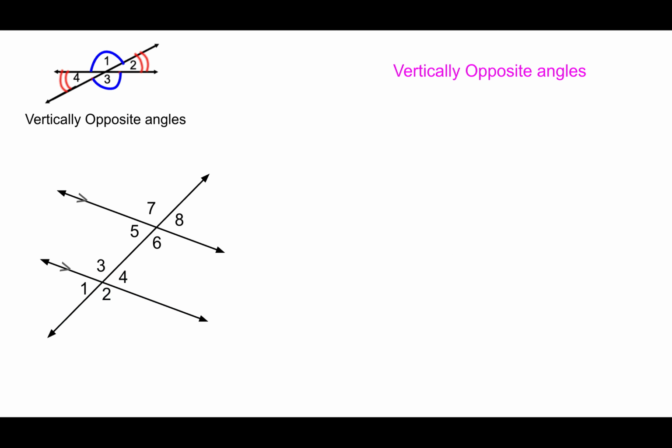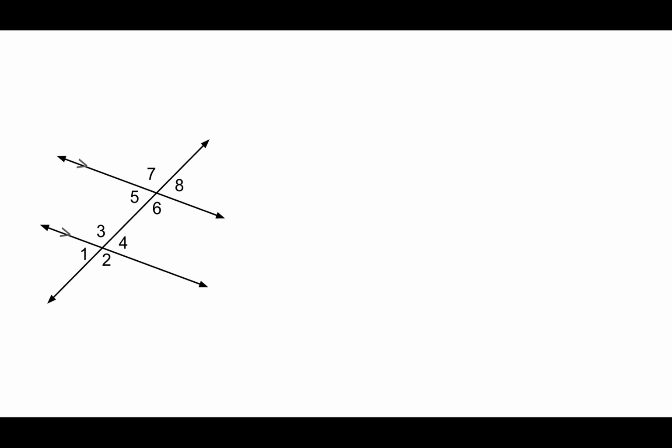So let's look at some vertically opposite angles. So here's an example of a set of parallel lines with a transversal, and we have 8 different angles. So vertically opposite angles would be angle 7 and angle 6. Also angle 5 and 8, angle 3 and 2, and angle 1 and 4.